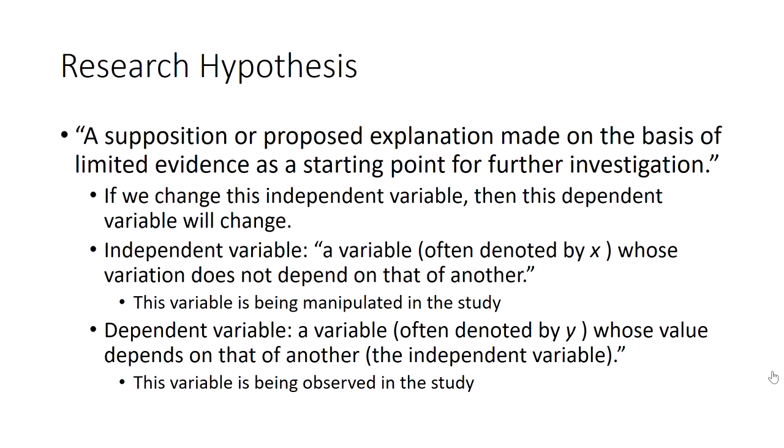The dependent variable, on the other hand, is the variable whose value depends on that of another, which is the independent variable. So this is the variable that's being observed in the study. So this would be like, okay, if we give cancer patients this treatment, then they'll live longer. So your dependent variable will be how long do they live. Your independent variable will be what treatment are they receiving.